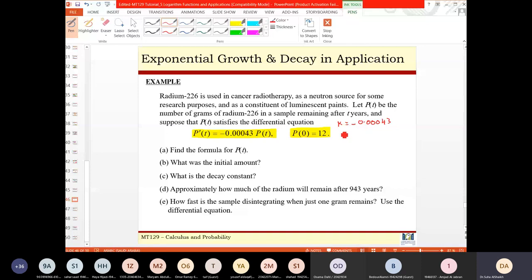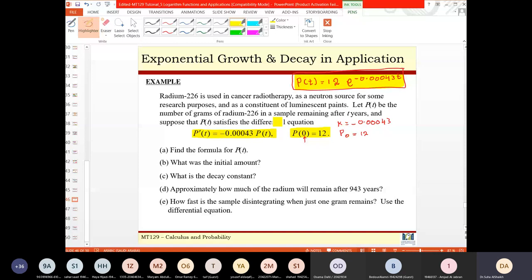And what is P0, the population at time 0? P at 0 is what? 12. At the beginning of the time the population is 12, and this is the k. So the formula is P of t equal to the amount at the beginning, which is 12, times exponential of the k, which is minus 0.00043t. Okay, so this is my equation. This is my proportional decay formula.